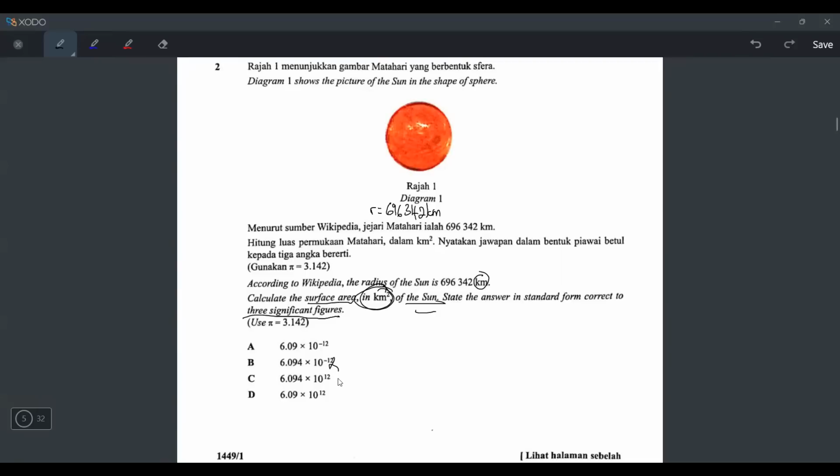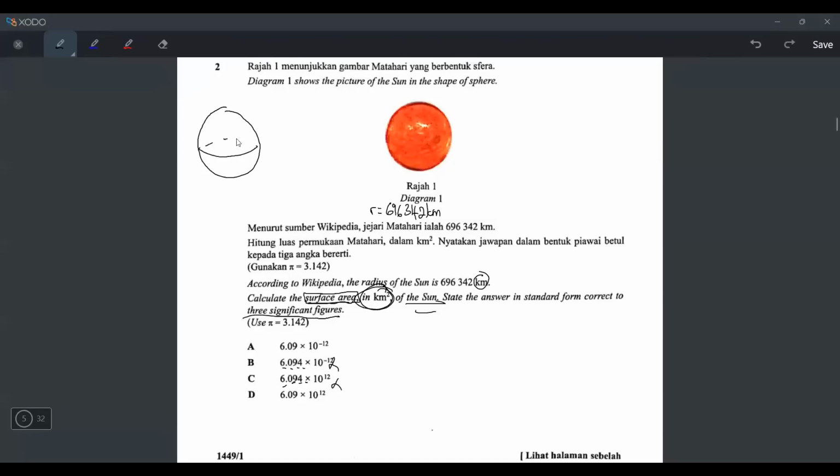Well, you know it's not B and C already because they say 3 significant figures, right? This one has 1, 2, 3, 4, 1, 2, 3, 4. So it's either A or D. So, okay, let's do it. First of all, we need to know the formula for surface area for a sphere because they say this is a sphere. So let's talk about the sphere.